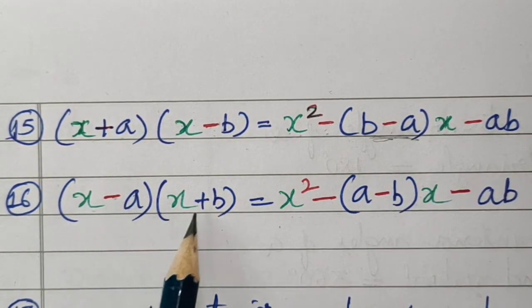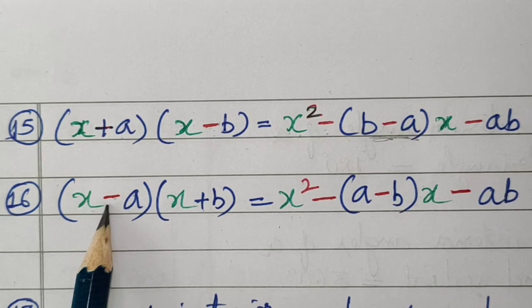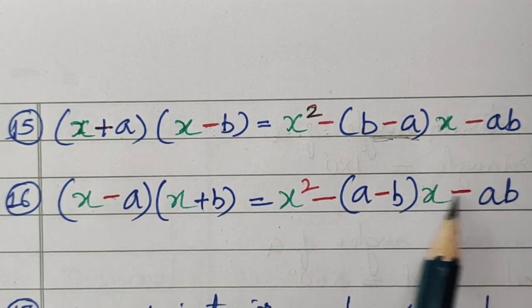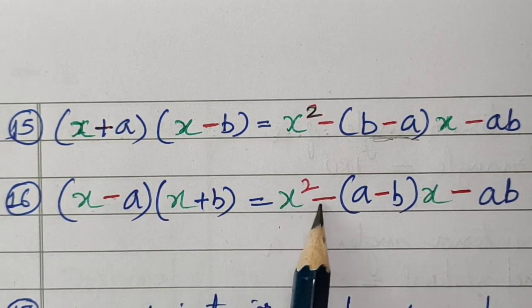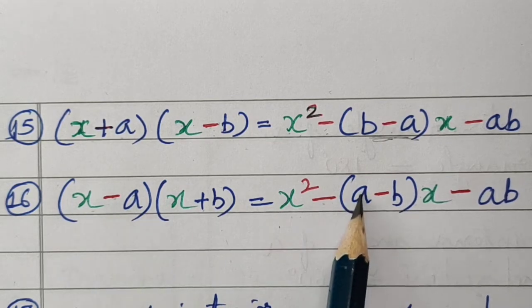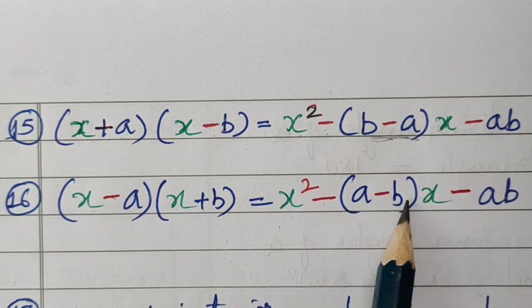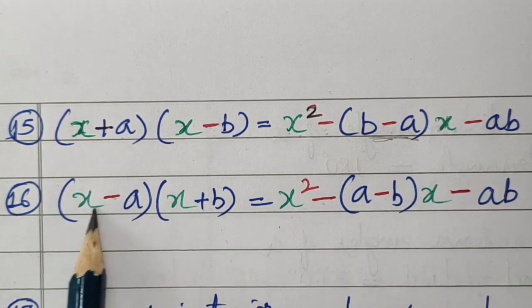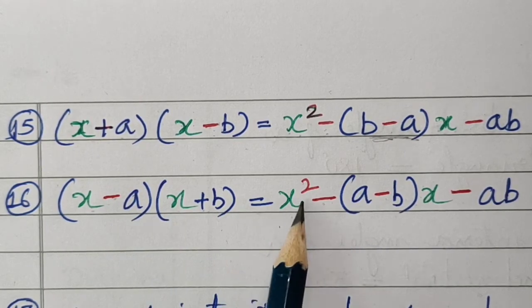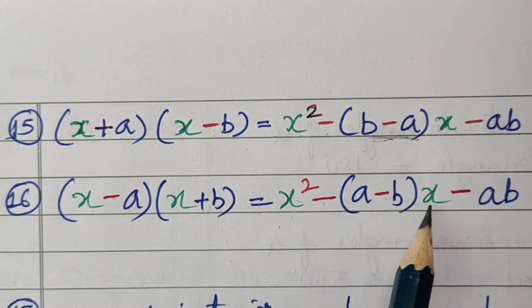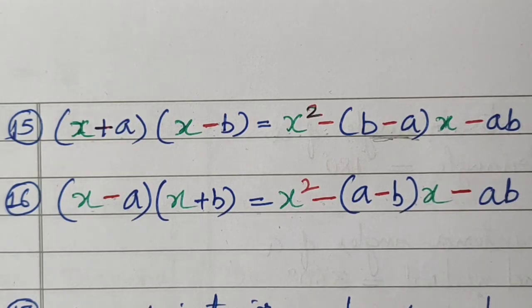x minus a into x plus b. There is one minus sign here. Then in all the places you get minus. x square minus, there is a minus, then a comes first. Minus a minus b into x minus ab. x minus a into x plus b is equal to x square minus a minus b into x minus ab.